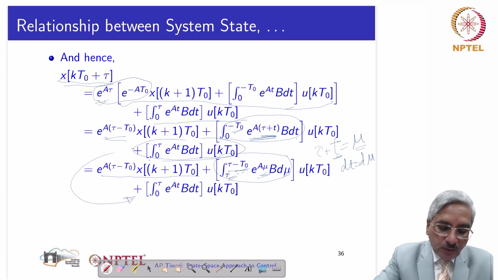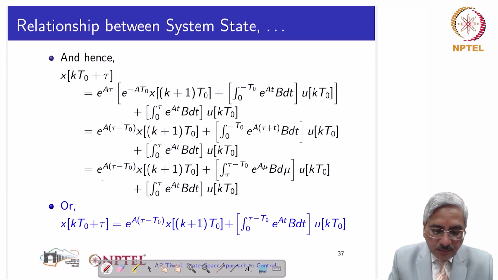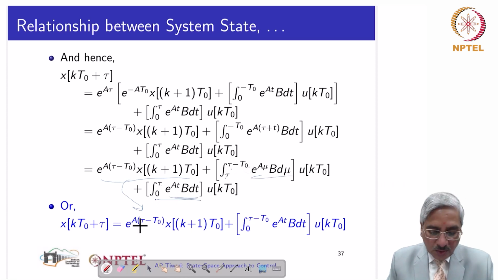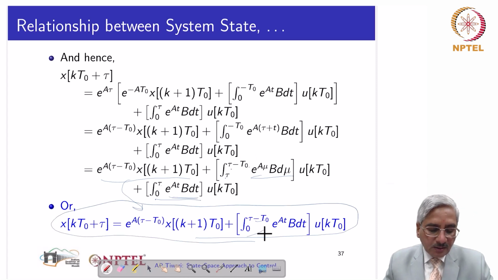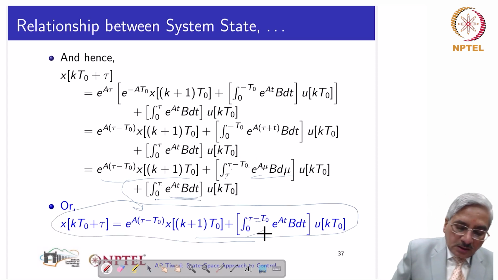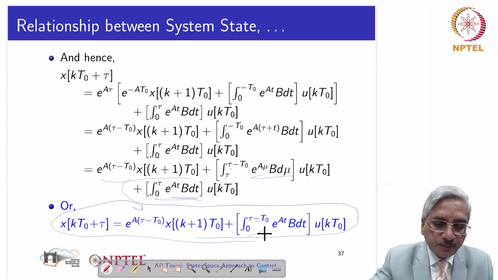So next what we get is, this is as it is here, and we see that this integral goes from 0 to tau. All other things are identical. This goes from tau to tau minus T0. So we have 0 to tau minus T0 here, and rest all the things are identical. So x(kT0 plus tau) gets expressed in this form.